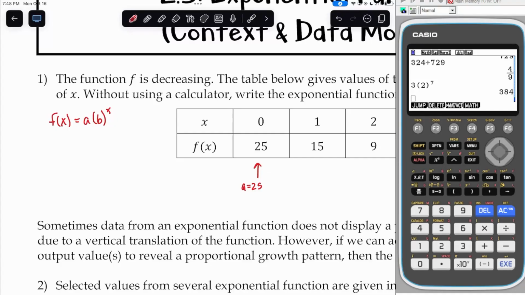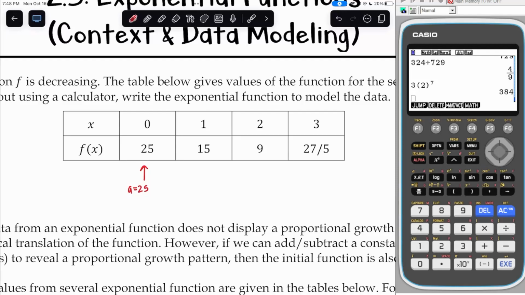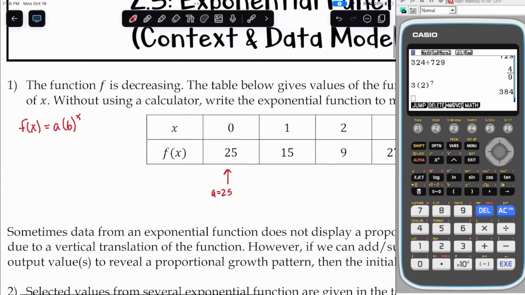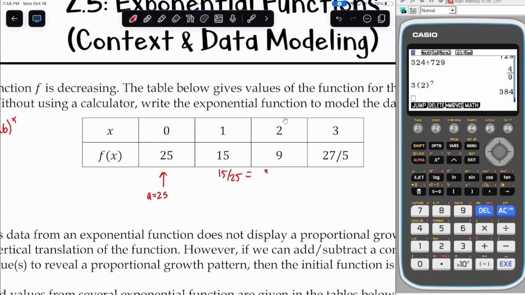Then as far as finding b, recall that geometric series are pretty much in the same format as a given exponential function. And so if I take one value and divide by the previous one, in most cases, this should give me the growth or decay factor. So if I take 15 divided by 25, reducing by 5, I get 3 over 5. And so b is equal to 3 over 5.